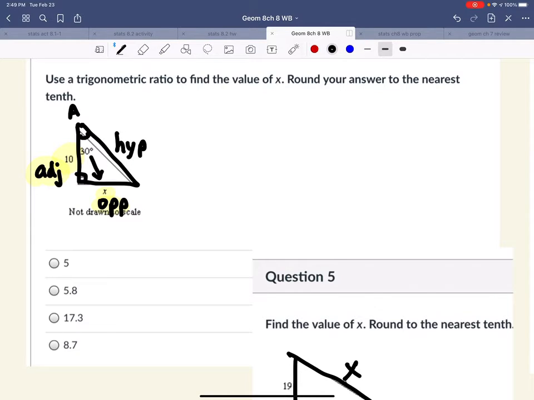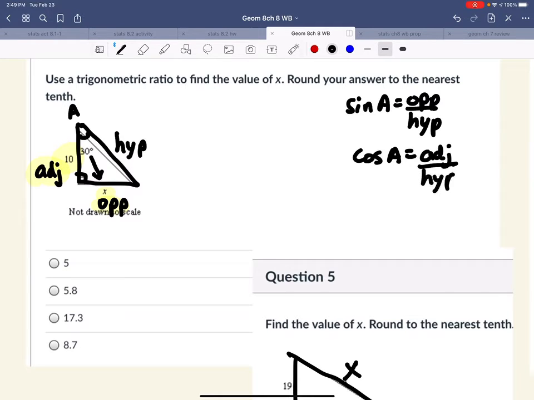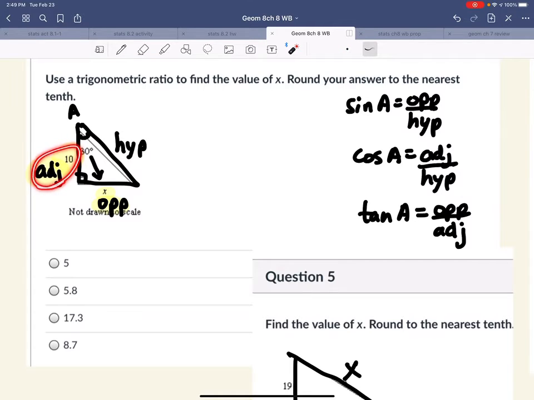So when I look at my formulas, the sine of an angle is opposite over hypotenuse. The cosine of an angle is adjacent over hypotenuse. And the tangent of an angle is opposite over adjacent. When I look at the ingredients that I have, right, I have adjacent, so this would be fine, right? Well, it looks like I have x as my opposite, and that needs to be part of my problem.